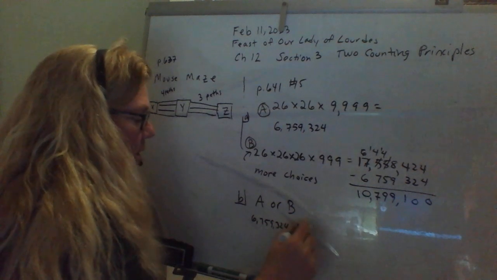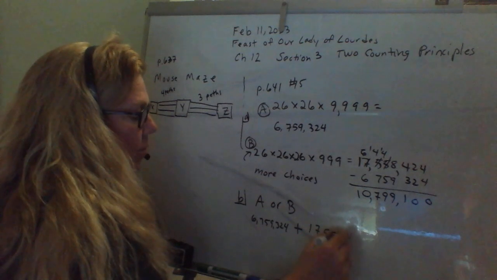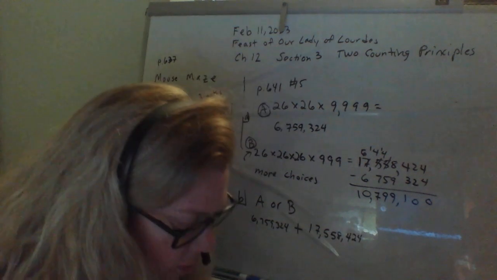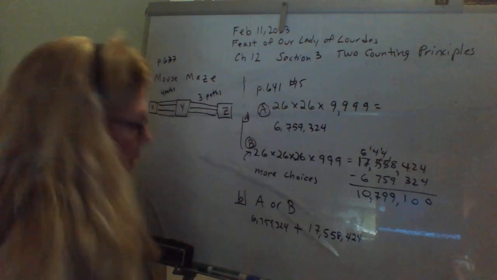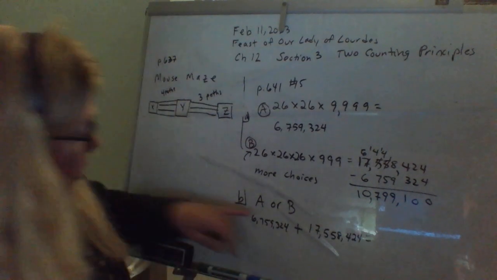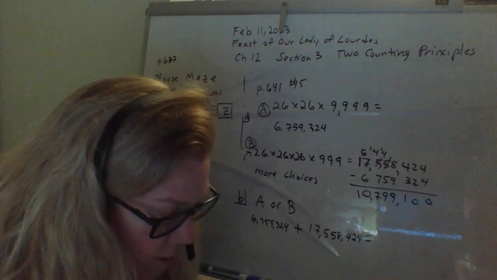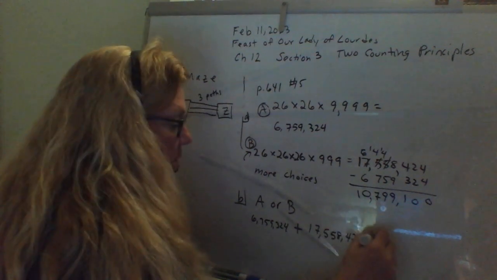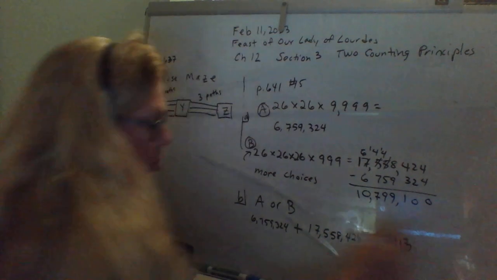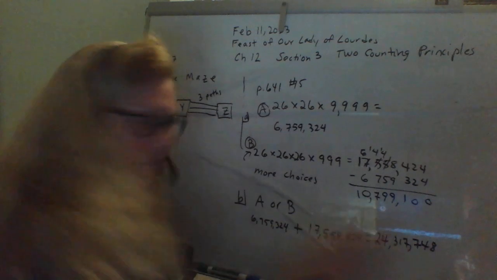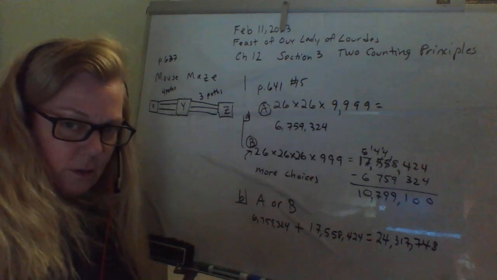6,759,324 or 17,558,424. Just checking to make sure those numbers are right. That's what I have. Yep. And when we add them together, because it said or, A or B, doing this or this, both of them added together is 24,317,748. Okay, sorry about the glare on there.